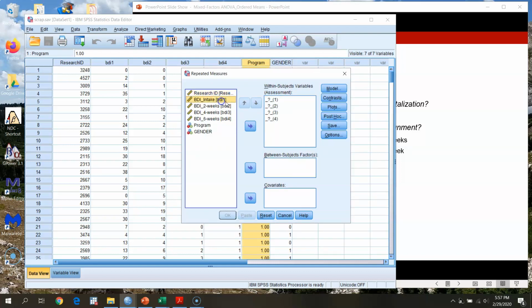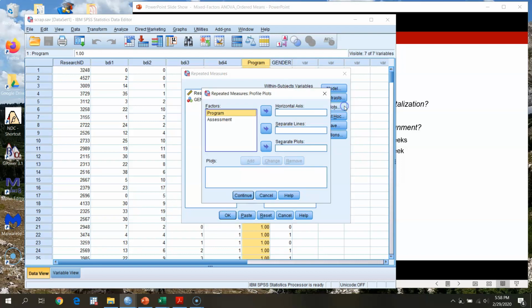Okay, and I want this to be BDI1, BDI2, BDI3, and BDI4, looking at depression scores at baseline, 2 weeks, 4 weeks, and 6 weeks. Okay, and then I'm going to take our program, and that's going to be our between subjects factor. This is our different groups, and this is going to be our between for our interaction here. So we don't have to worry about that.